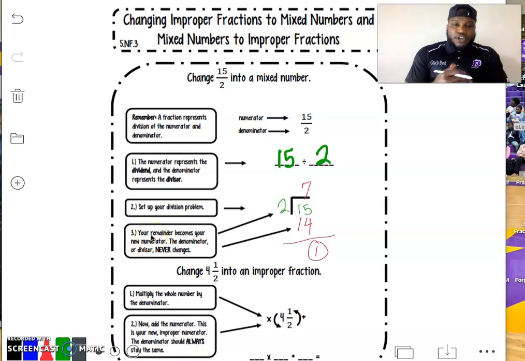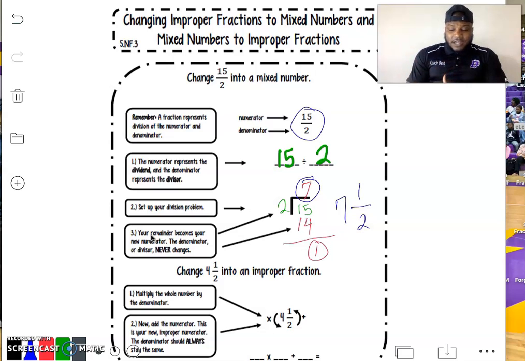Now it says your remainder becomes your new numerator. So what's my remainder? My remainder is 1. That becomes my new numerator. The denominator or divisor never changes. So that means my denominator stays 2. And my whole number that goes along with that is how many whole times it went in there, which is 7. So 15 divided by 2 as a fraction could also be written as 7 1/2, which is what we have right there.